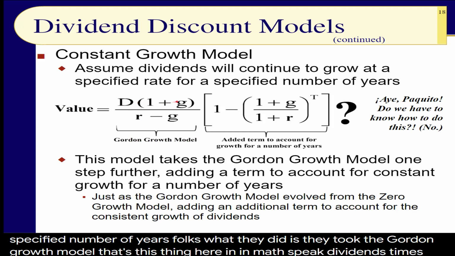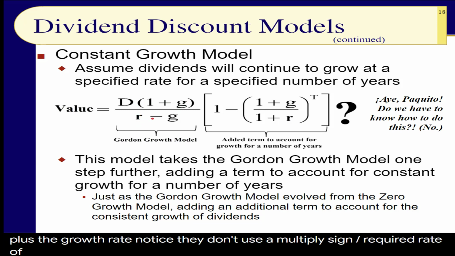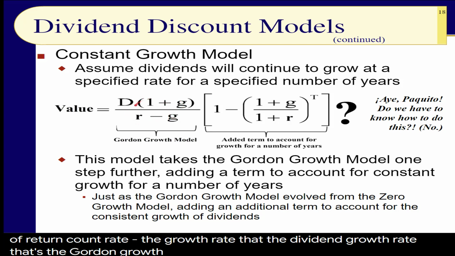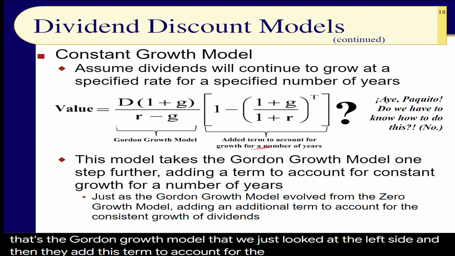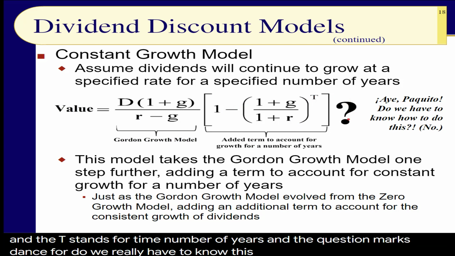Dividends times 1 plus the growth rate. Notice they don't use a multiply sign. Divided by required rate of return, discount rate minus the growth rate. That's the dividend growth rate. That's the Gordon growth model that we just looked at. The left side. And then they add this term to account for the growth for a number of years. And the T stands for time, number of years. And the question mark stands for, do we really have to know this? And the answer is no.